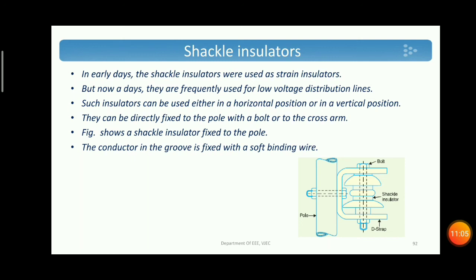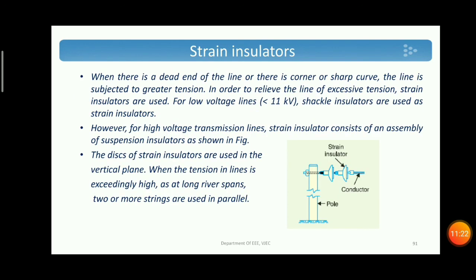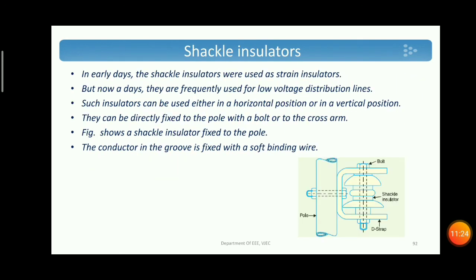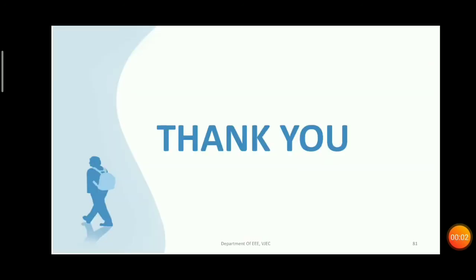So, the main types of insulators are pin insulators, which are used for less than 33 kV. Suspension type insulators are used for more than 33 kV. Using a number of discs we can increase the voltage rating. Then strain insulators, which are placed at the corners, can be shackle or disc type insulators, and shackle insulators are used as strain insulators, or they can be used for low voltage distribution lines. So, these are the types of insulators.